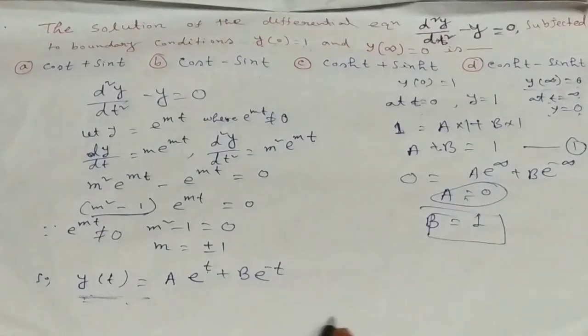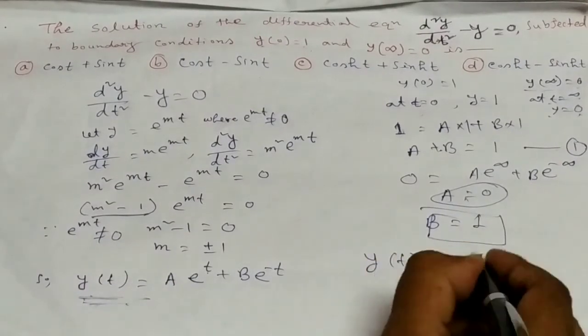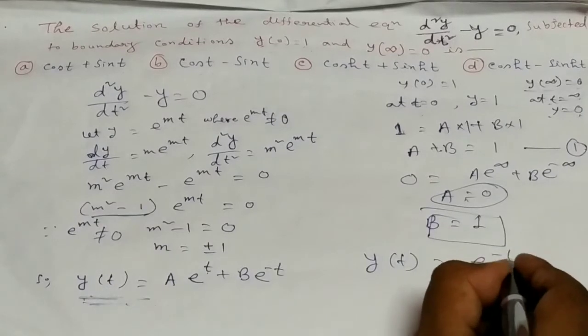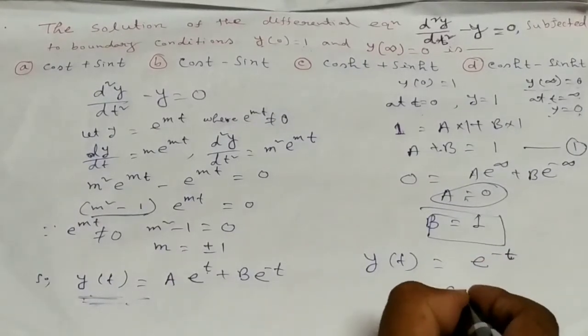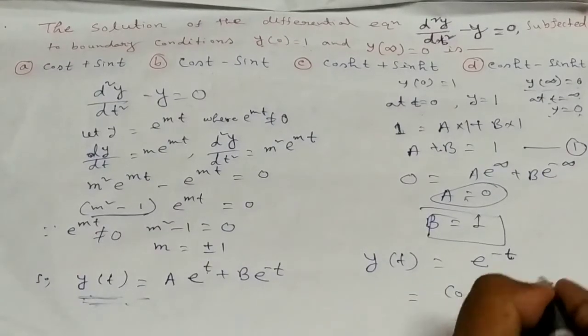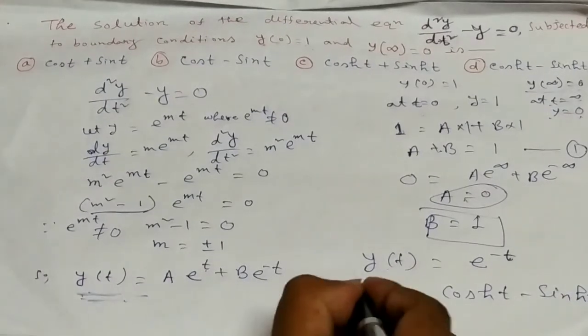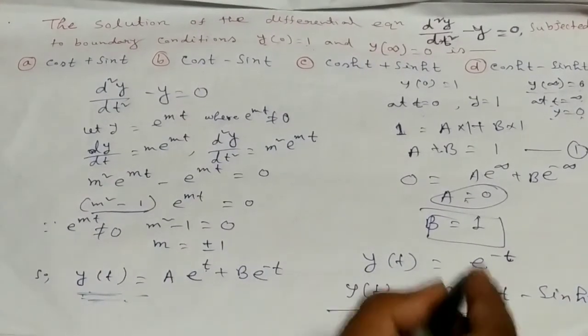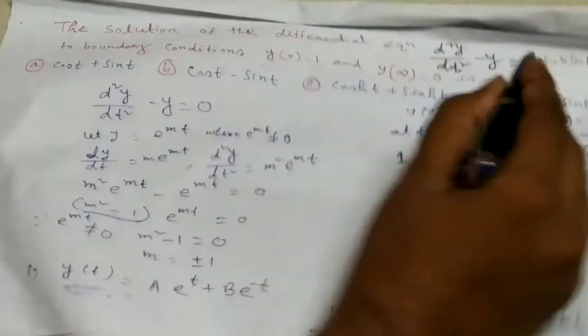Now the general solution y, b is equal to 1, means e to the power minus t. E to the power minus t we can write as cos hyperbolic t minus sin hyperbolic t. So the solution of this equation for these boundary conditions is the fourth option, which is correct.